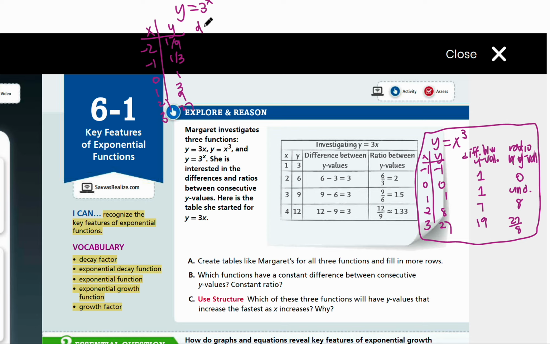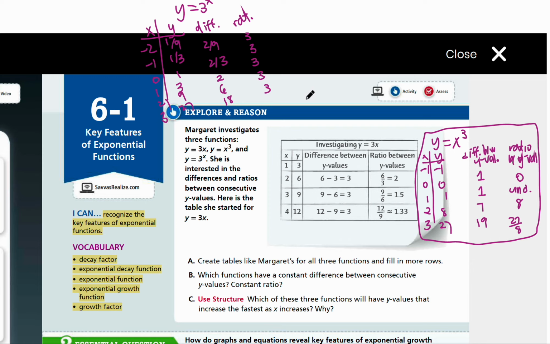The differences of the y values would be 1 over 3 minus 1 over 9, which is 2 over 9. Then 1 minus 1 over 3 is 2 over 3. 3 minus 1 is 2. 9 minus 3 is 6. And then 27 minus 9 is 18, and so on. And then the ratios would be 3. 1 over 3 divided by 1 over 9 is 3. 1 divided by 1 over 3 is also 3. 3 divided by 1 is 3, and so on.